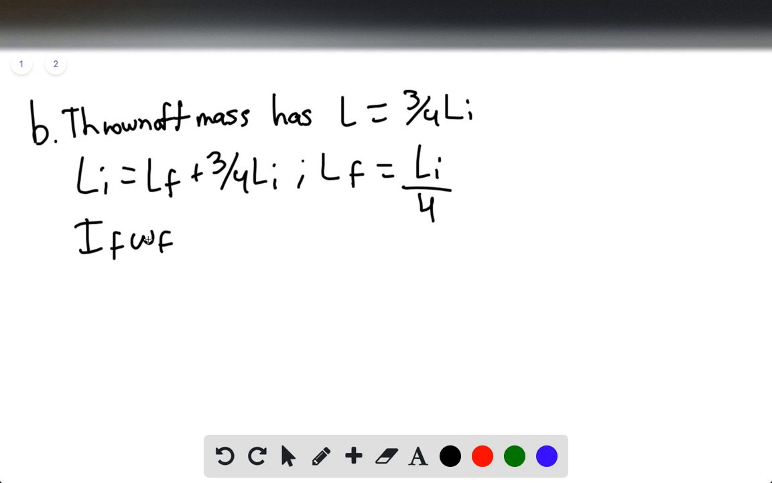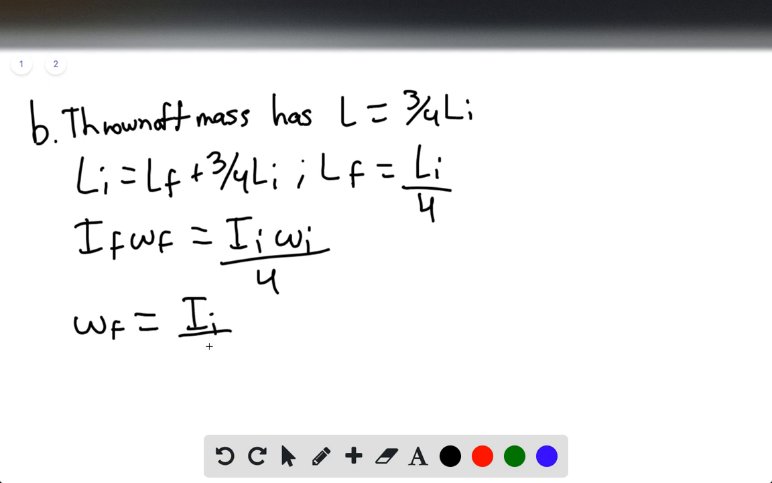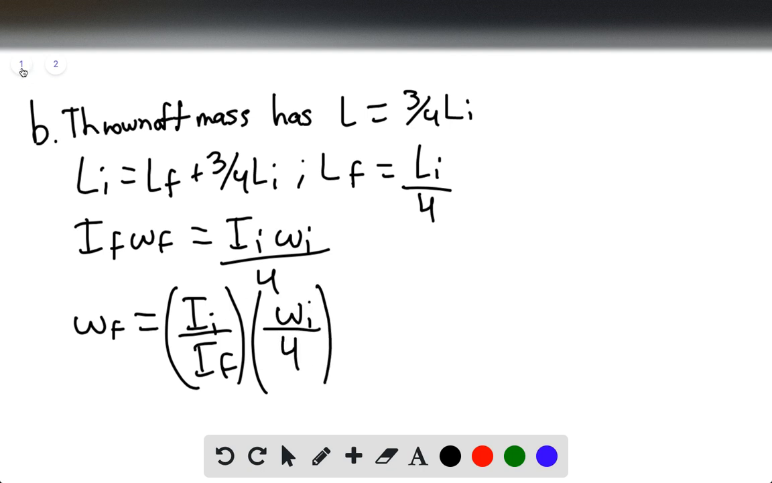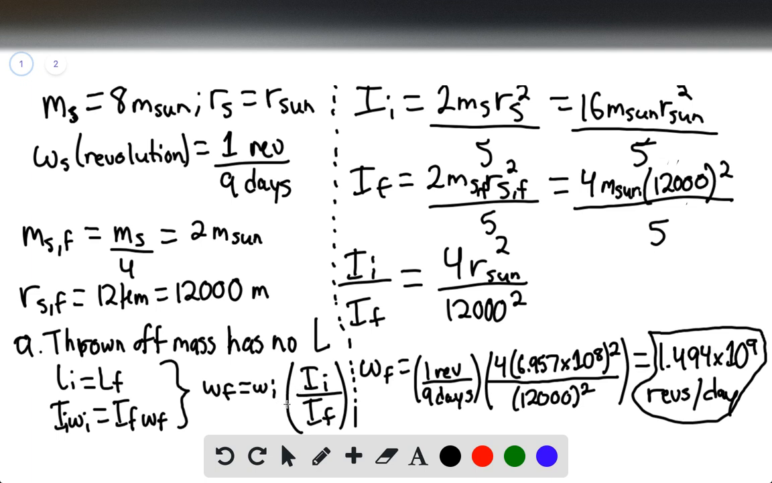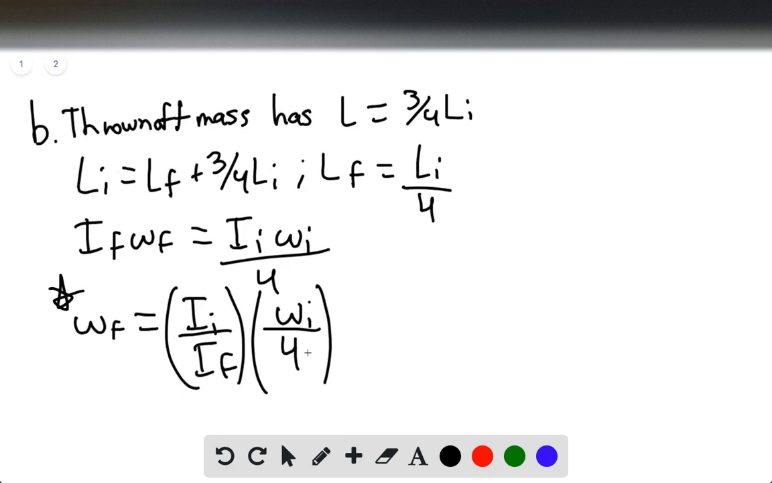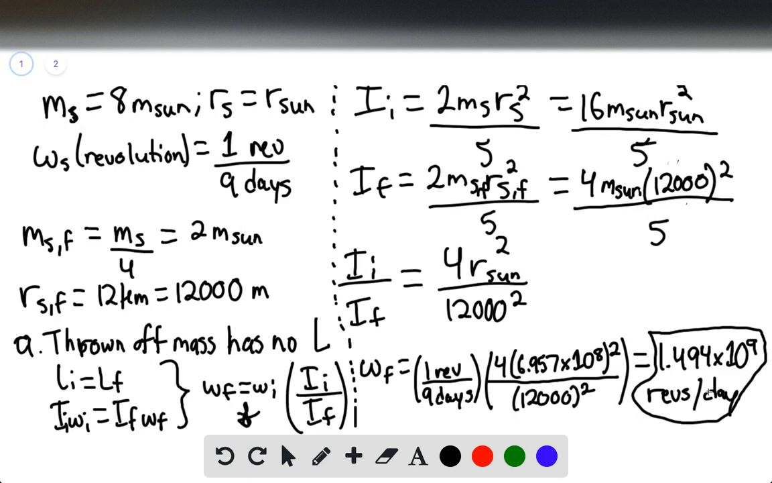So we can say I final omega final equals I initial omega initial over 4. So that means that omega final equals I initial over I final times omega initial over 4. Now, doesn't this look very similar to this? Yes, essentially, you're only adding a factor of 1 over 4. So this right here looks exactly like this, except that we have a 1 over 4 as the factor. So essentially, you can simply just take this divided by 4.